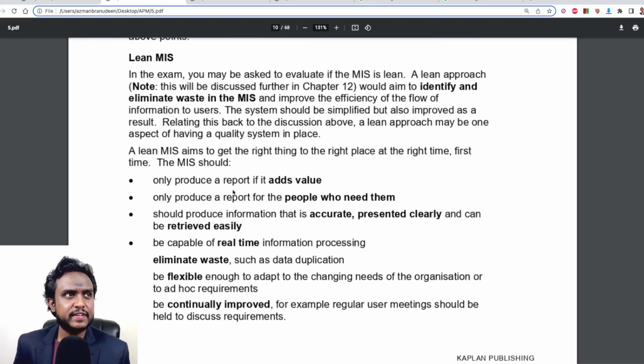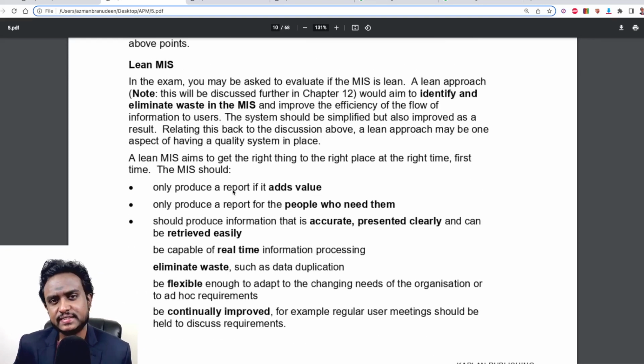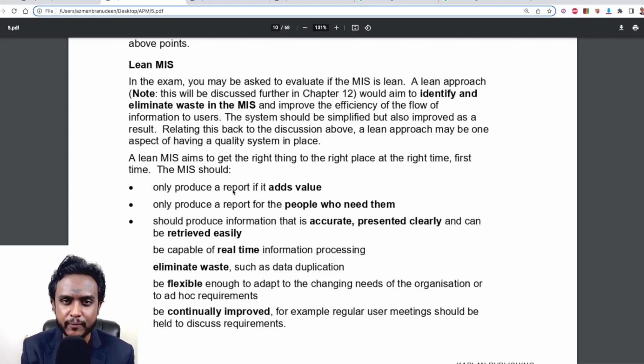Now, another aspect with respect to MISs is that in the exam, you might have to assess whether an MIS is lean. Now, lean is a very simple concept. If you're considering a business or an organization or a process or a system as lean, it means that it has very minimal waste. So if you want to make a system lean, it means that you're trying to eliminate waste from that system. That's what you're trying to do.